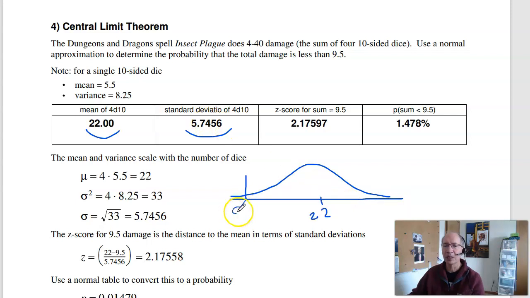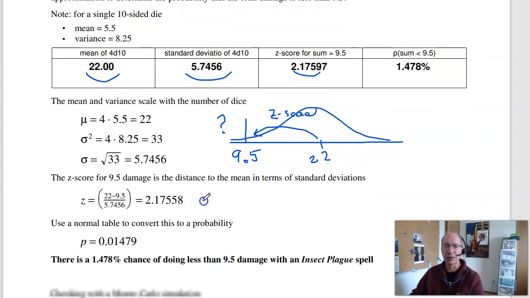I'm looking at the number 9.5. What's this area? To determine that, I determine the distance of 9.5 from 22 in terms of standard deviations. That's your z-score. The z-score is 2.17. From a normal table, I can convert that to a probability. That has a probability of 1.47%. So there's a 1.47% chance that I will survive an insect plague.